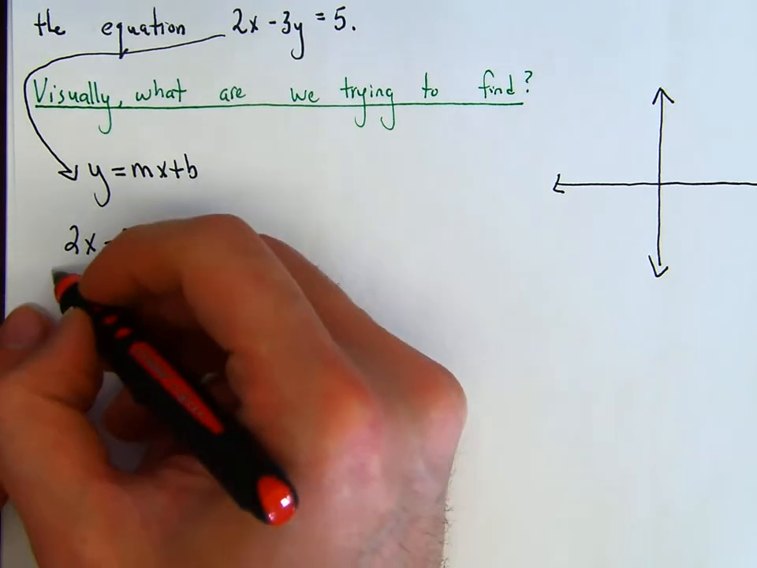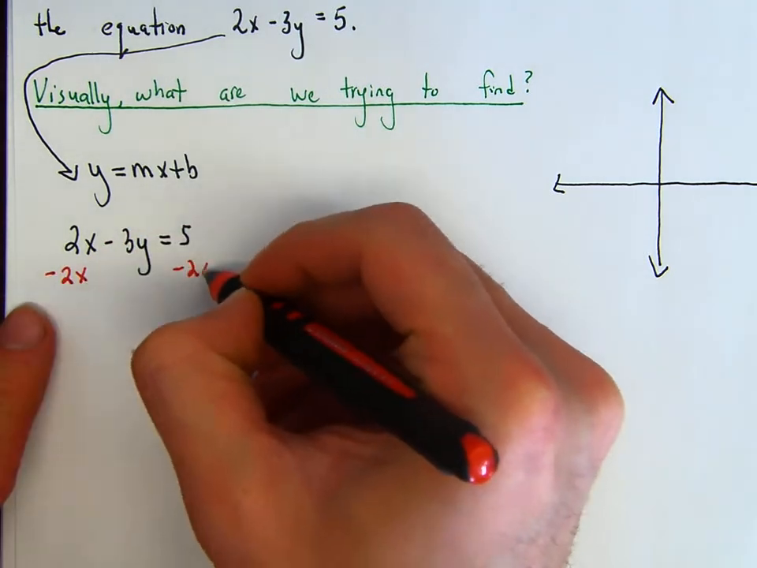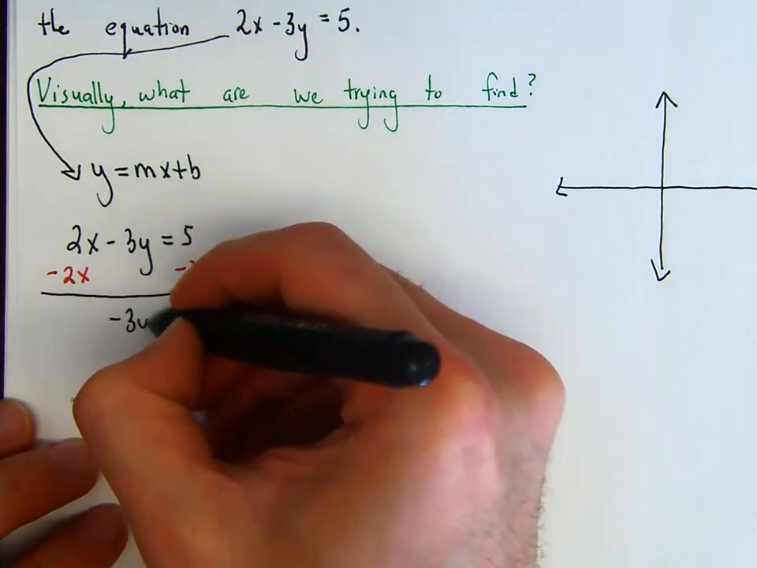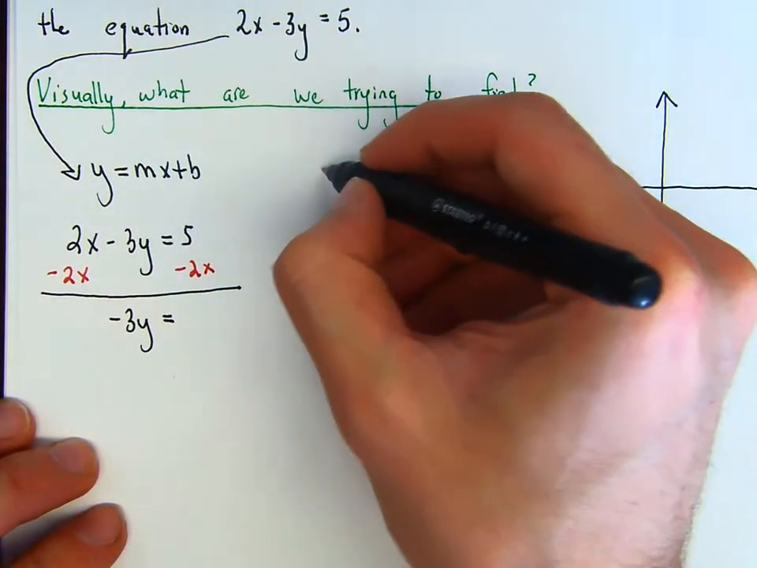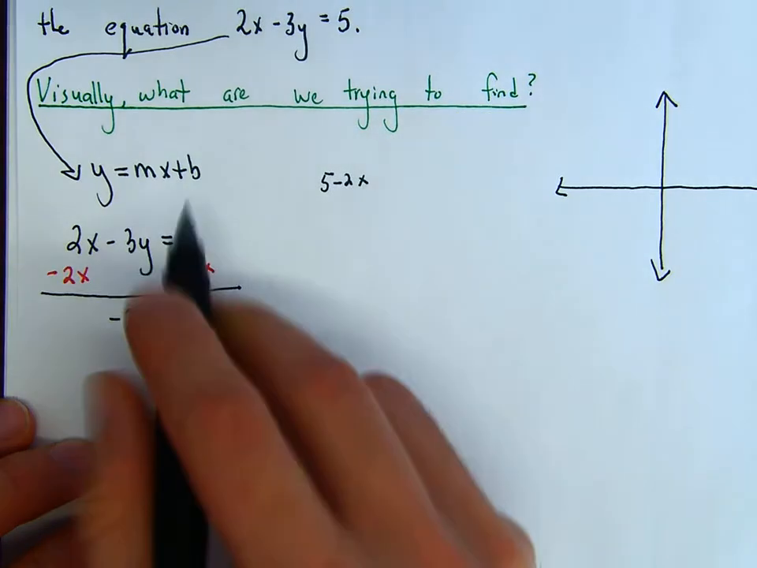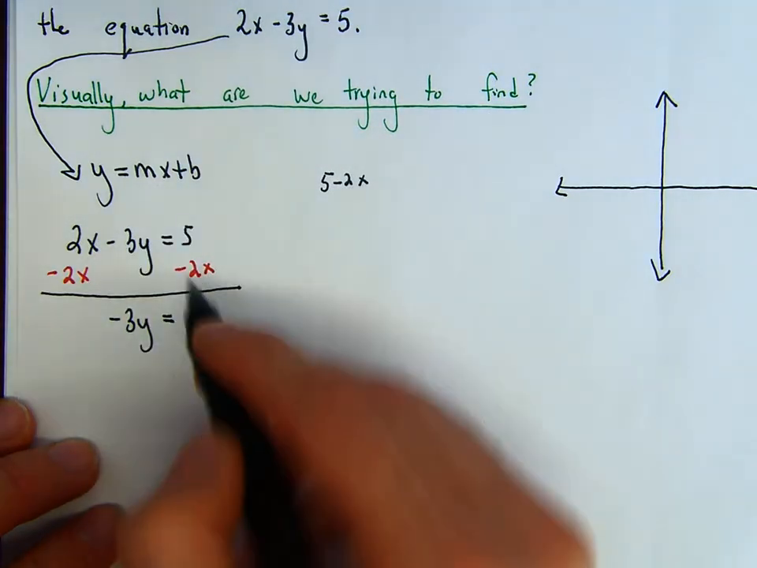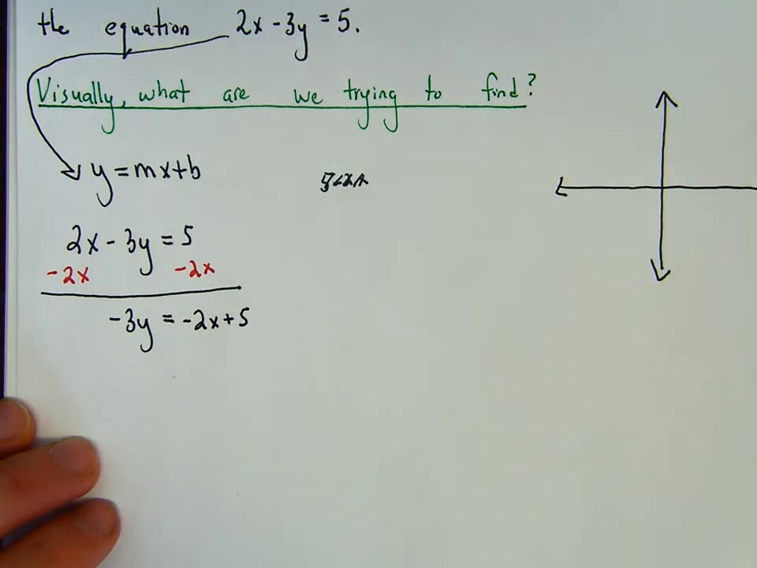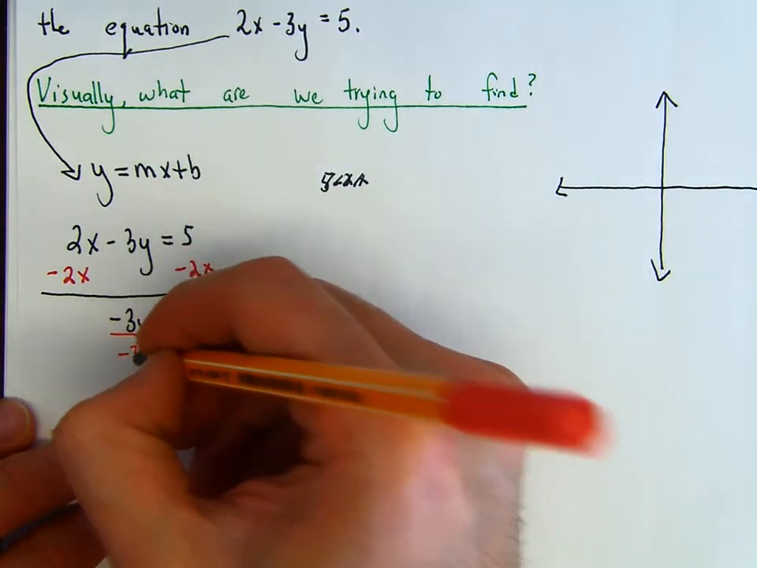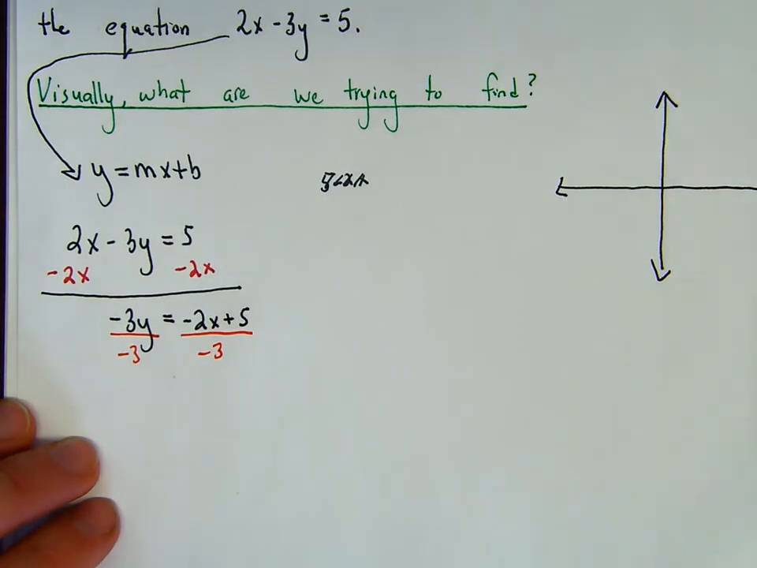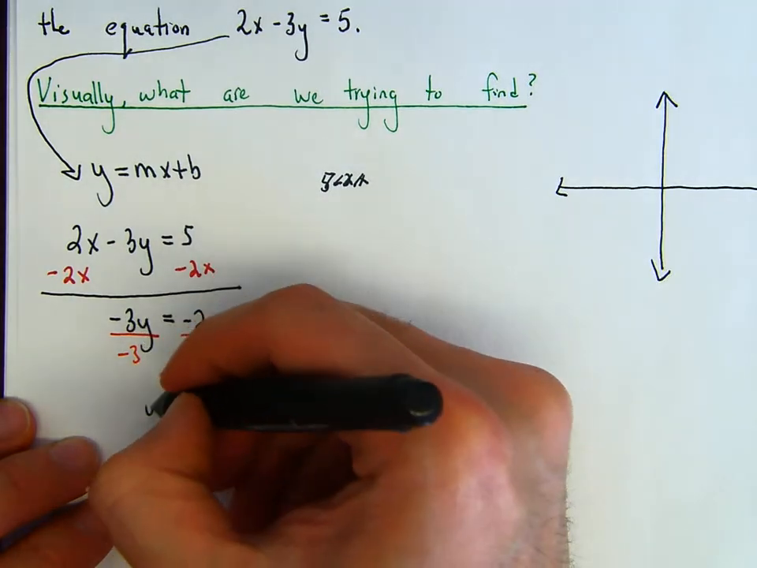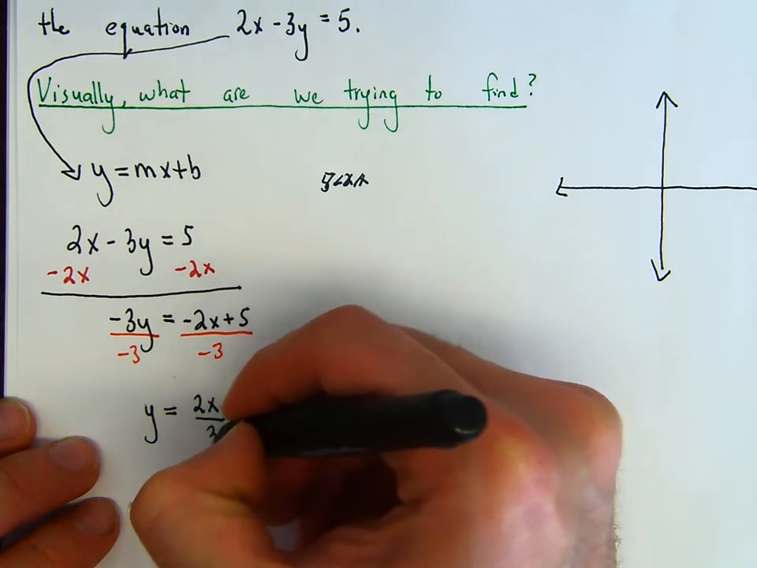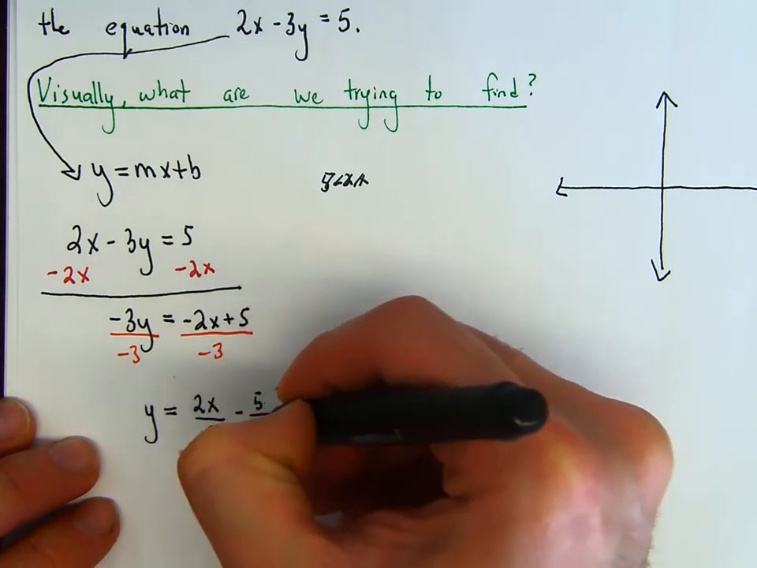So first I want y by itself. So first let me subtract 2x from both sides. Now here I have negative 3y is equal to, I could say 5 minus 2x, but notice I want the mx on the left side, so I'm going to show it as negative 2x plus 5. Now let us divide by negative 3 on both sides. And now here I have y equals 2x over 3 minus 5 over 3.